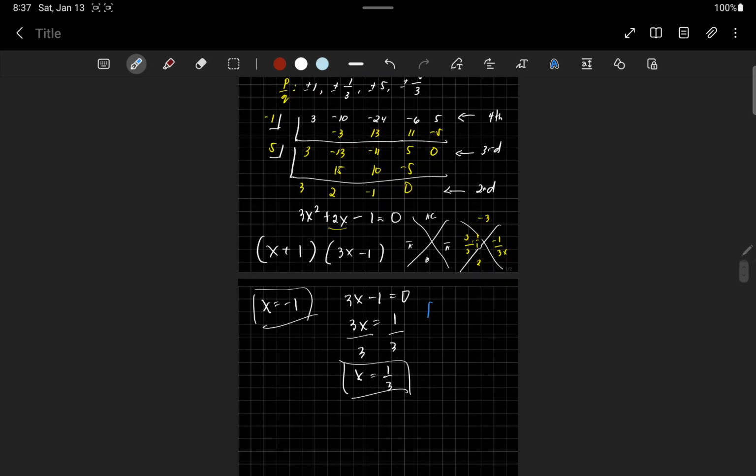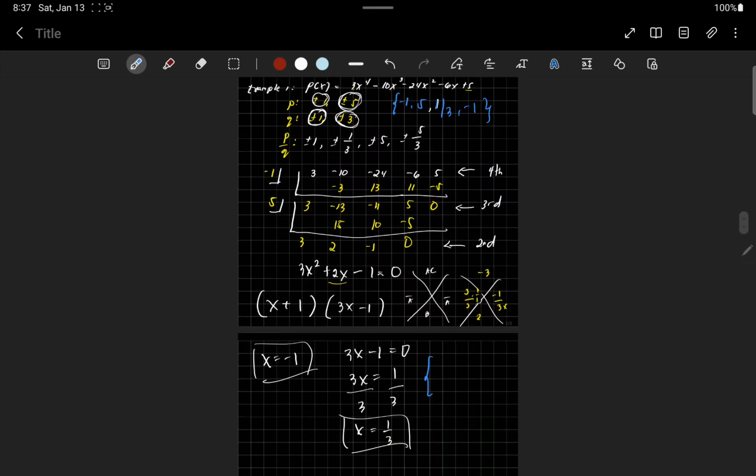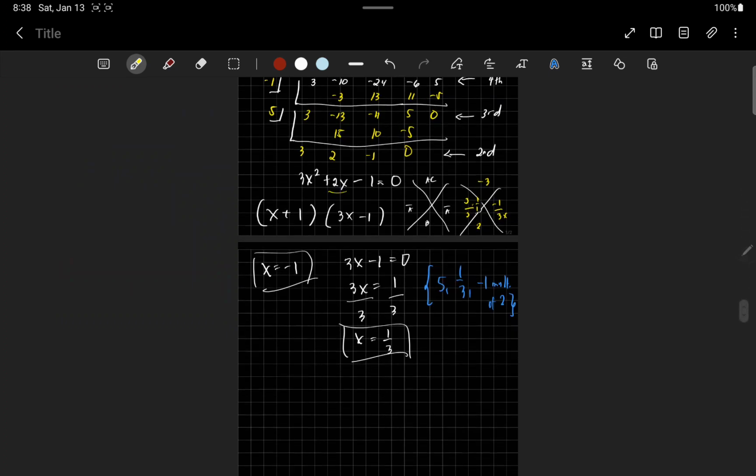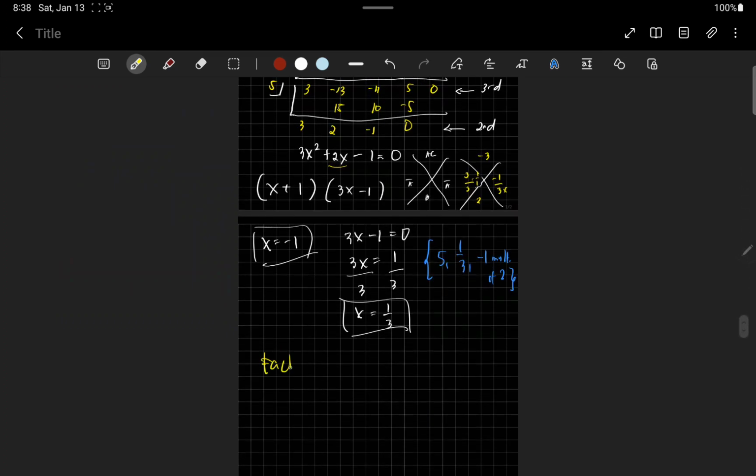And therefore, to write our final answer, our roots are positive 5, 1/3, negative 1, multiplicity of 2. So, ibig sabihin ng multiplicity of 2, dalawang beses na ang roots natin is negative 1. Okay, after nyan, you have to write the factored form. So, in writing the factored form, magbe-base tayo sa ating mga roots.